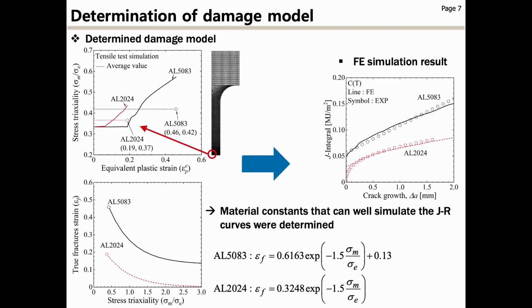This graph shows the stress triaxiality and equivalent plastic strain extracted from the deepest point by simulating the tensile test. And one point representing the average value of the stress triaxiality at the fracture point can be calculated. Based on the above point, material constants that can well simulate the JR curves were determined. It can be seen that the determined damage model simulates the experiment well.